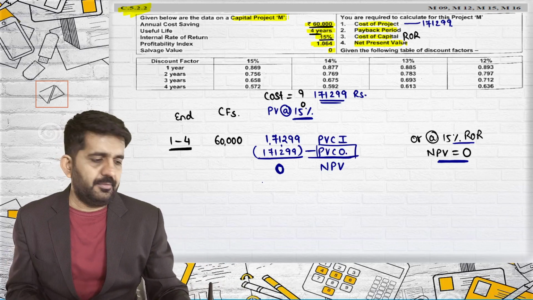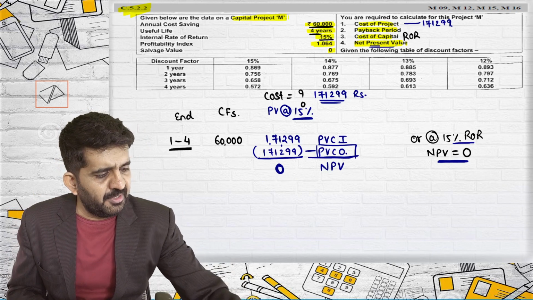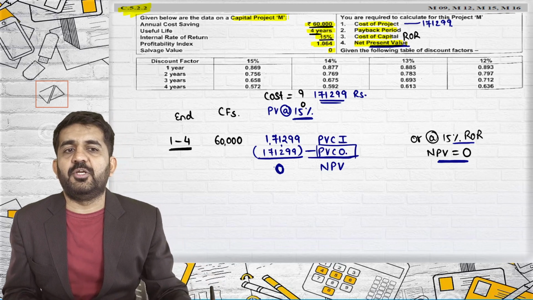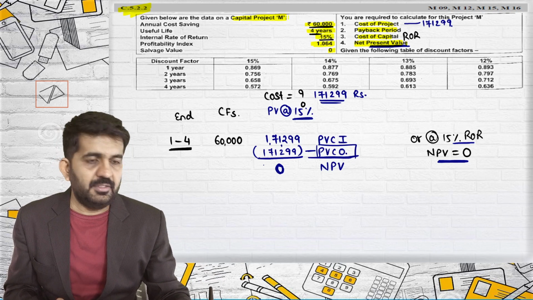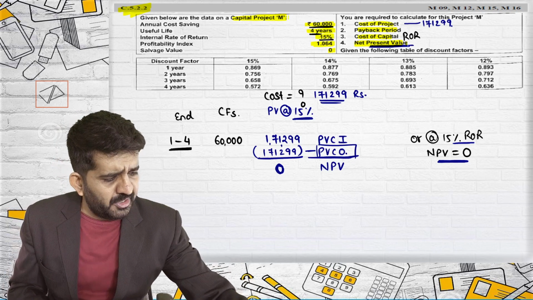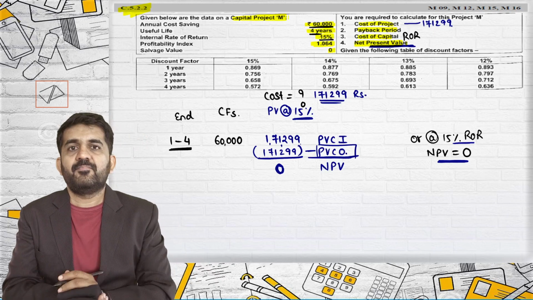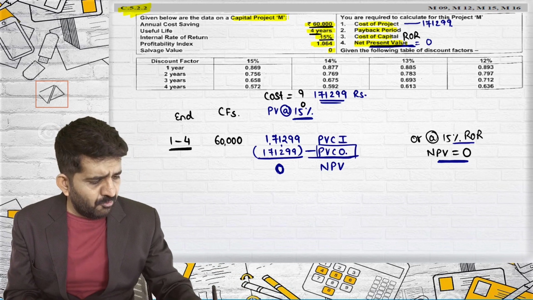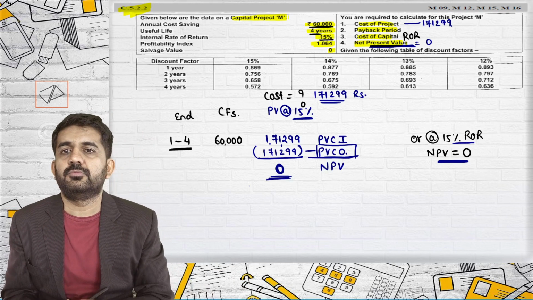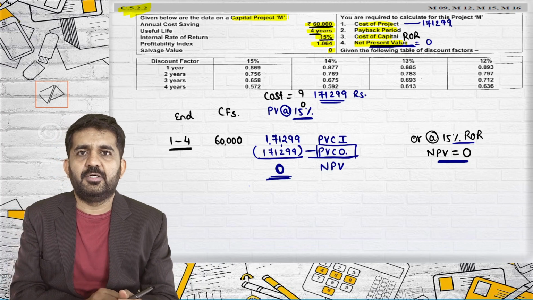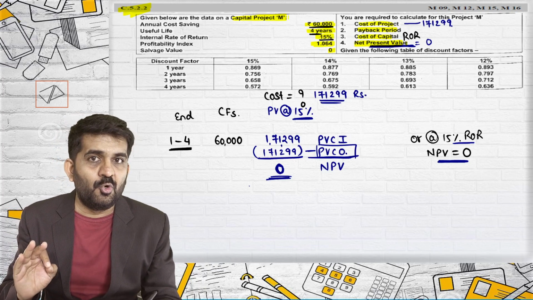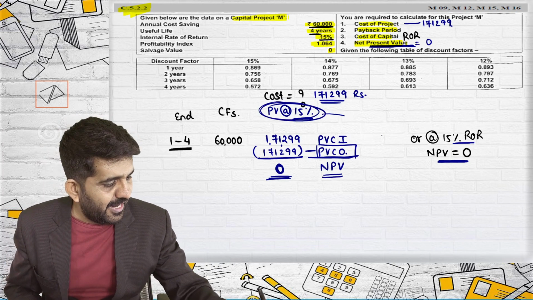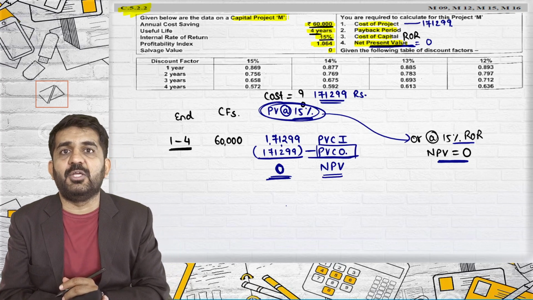In the fourth question, they are telling me to find out NPV. What is NPV? NPV is 0. We have found that NPV is 0. Yes or no? No. All right, you are correct. The answer is no, because NPV is 0 at IRR. At 15%, NPV is 0.